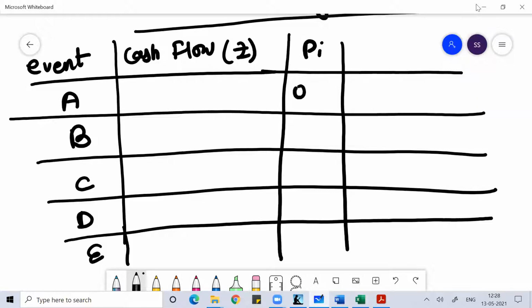So project B, the probabilities are 0.1, 0.15, then 0.5, then 0.15, and then 0.10.